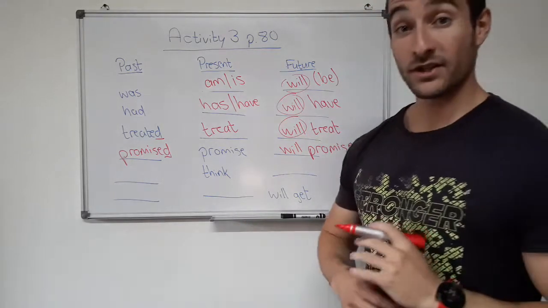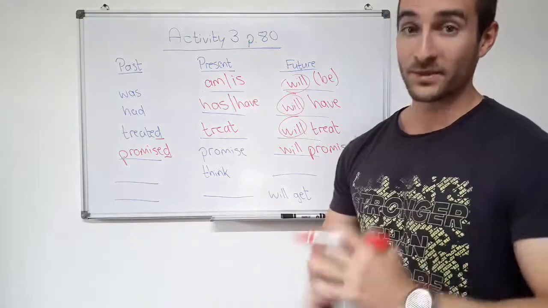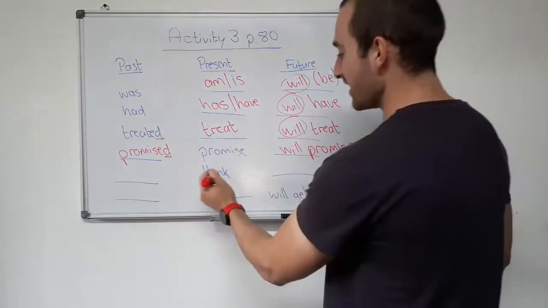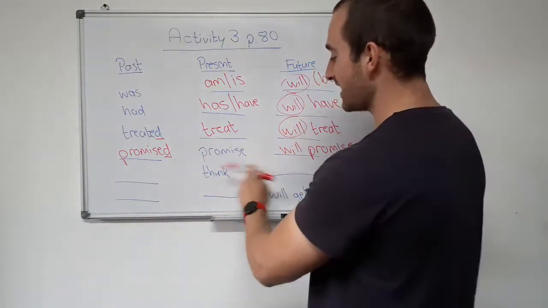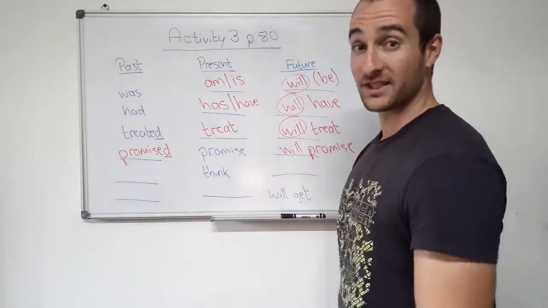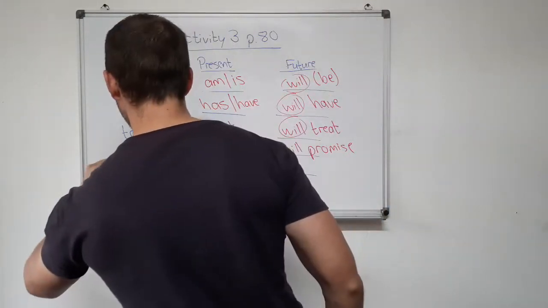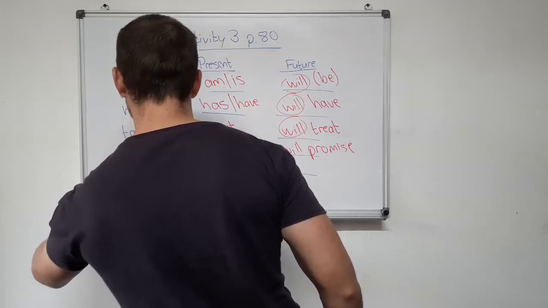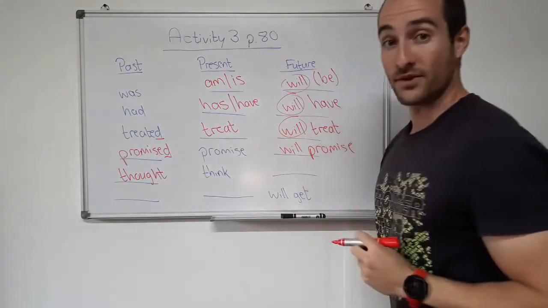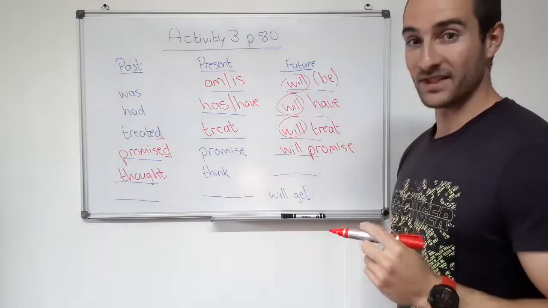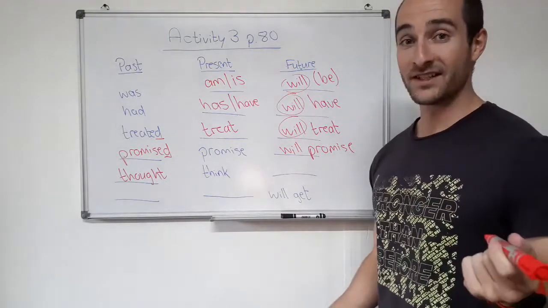Next one is not so regular, which the opposite of regular is irregular. So think is not going to get an ed, making it thinked, because that does not exist. We are going to get thought. There you go, and you thought you knew everything, but now you think differently.